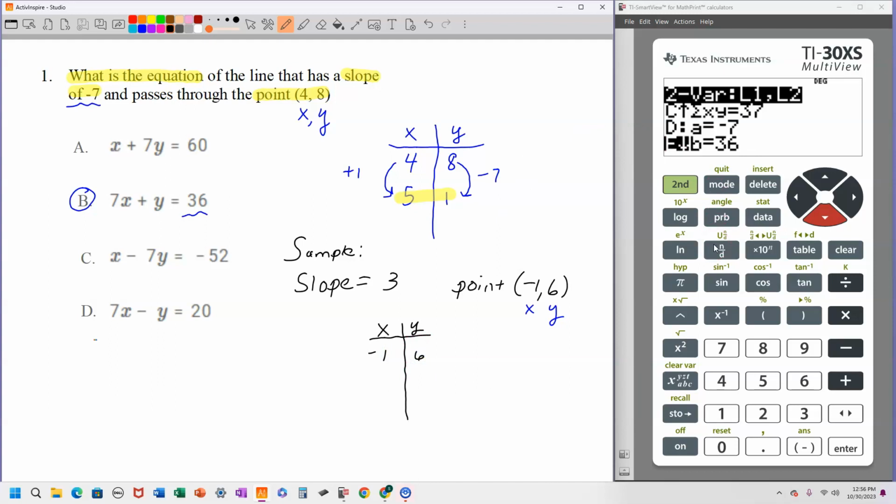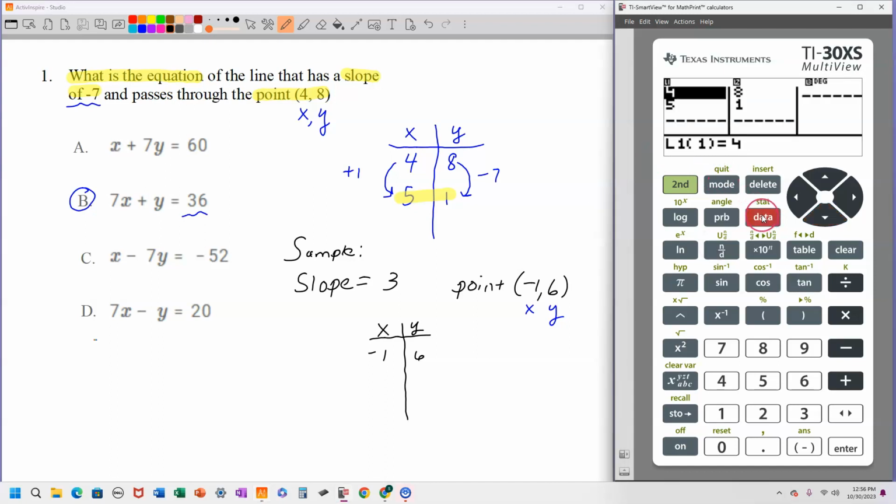Now we can get back to the table and actually practice entering that. We can go back to data right here, right? Let's delete these. Just delete all this out here. And we'll enter the point -1, 6. Now this is your negative sign. This is your minus sign. Use this one. So -1 shows up here. Hit enter. Oops, I put it in the wrong spot. I'm glad I did that.